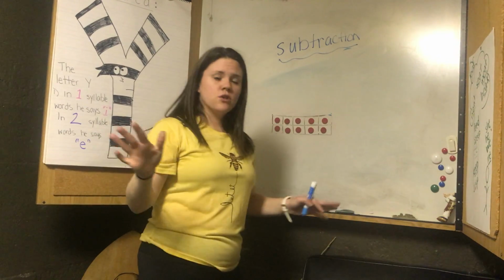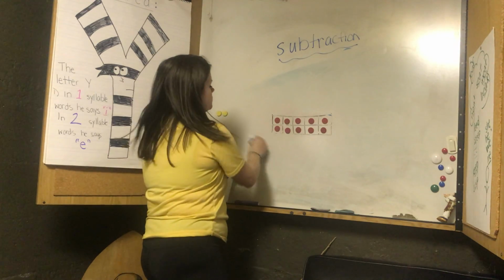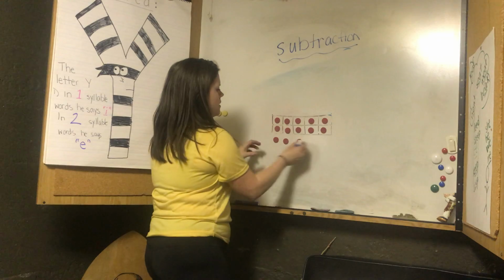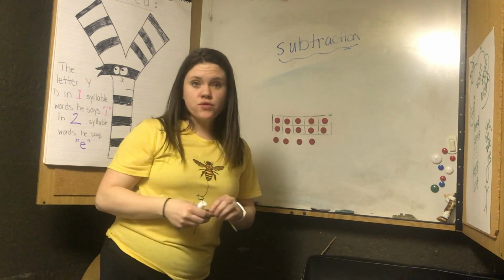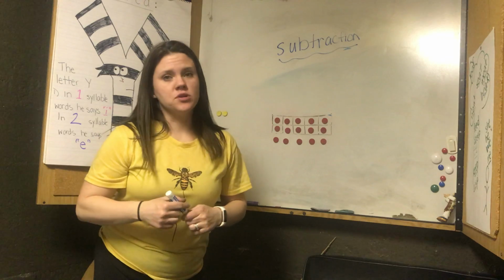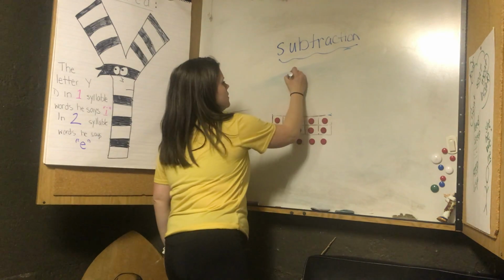Before you guys take out your books, I want to do one question first, and then we're going to do our work in our books. So, let's say Miss Egan went to the grocery store, and I bought 15 apples. I don't know what I was thinking. I love apples, but I bought 15 apples.